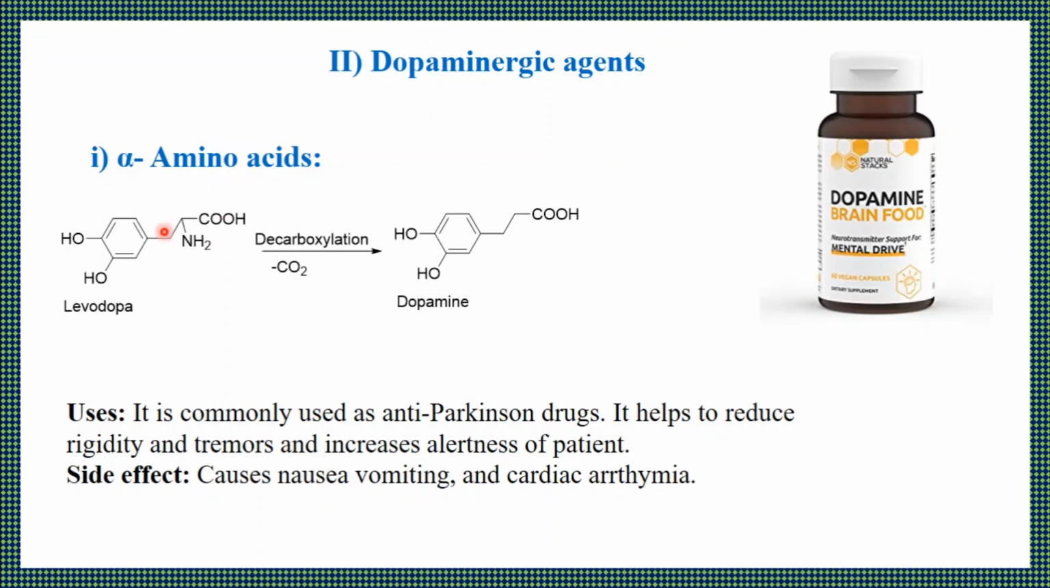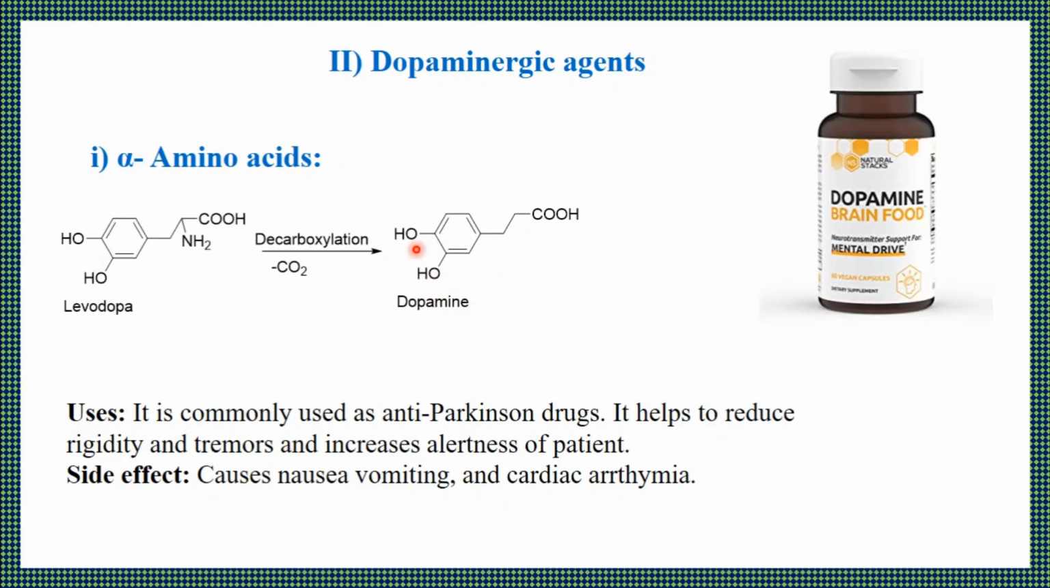And the example is levodopa, an alpha amino acid derivative. When this undergoes decarboxylation in the brain, you get dopamine. So when levodopa is administered, it can penetrate the blood-brain barrier (BBB) and get decarboxylated to give dopamine. Thus, it can replace dopamine in the brain.